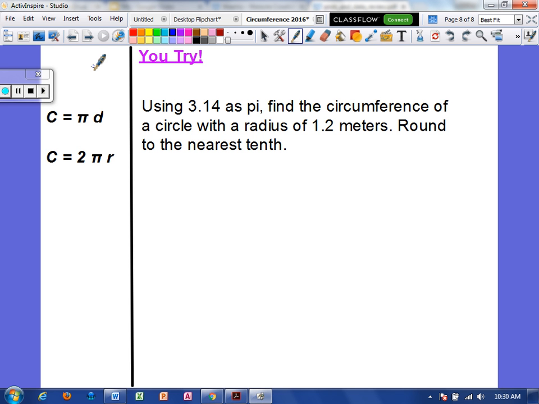All right, now it is time for you to try. You are going to find the approximate circumference of the circle below and make sure you use 3.14 as pi. If you need to round your answer, round it to the nearest tenth.